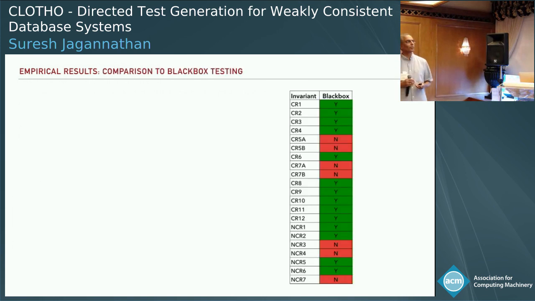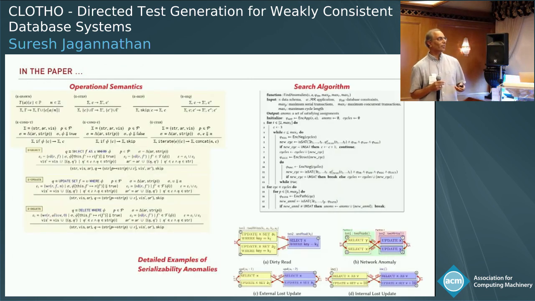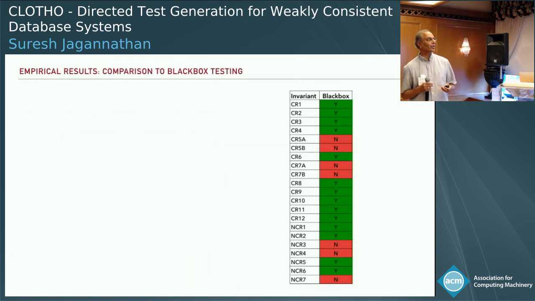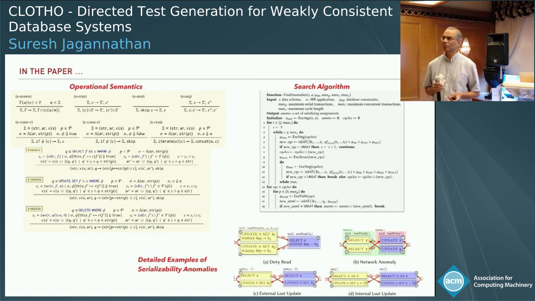Interestingly enough, when we look back at the initial TPCC study, we discovered that all of the invariants that we had before were captured. So we were able to discover all the 21 invariant violations using our technique. Our paper's got a whole bunch of other stuff that you can take a look at.